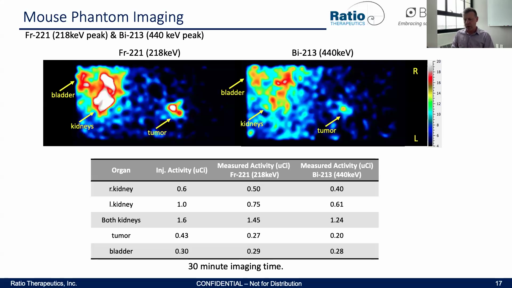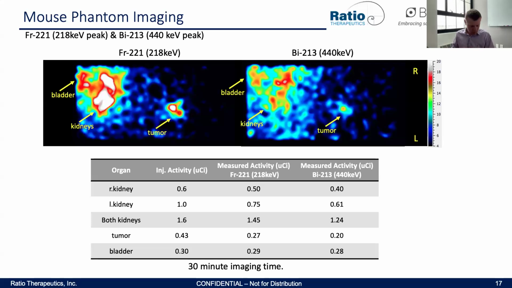as we continue to work to understand the capabilities and limitations for these 218 and 440 keV photons, that might be something we want to revisit in future experiments and calibration and characterization work, to see if we can increase the agreement across all of those different peaks and potentially improve that quantitation.